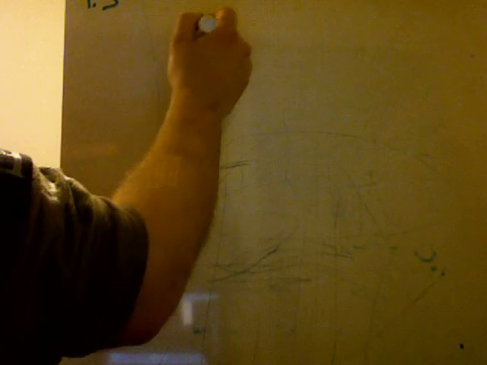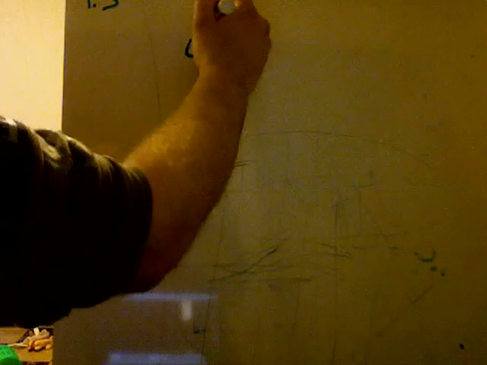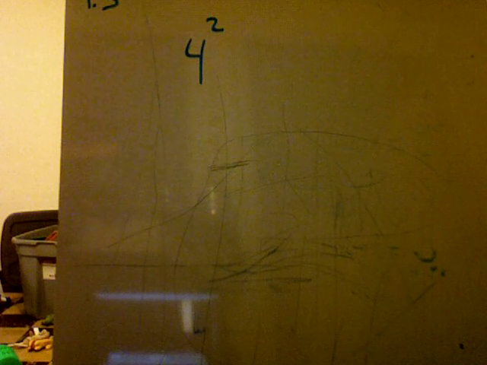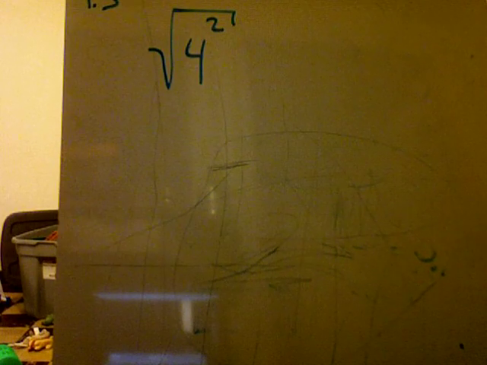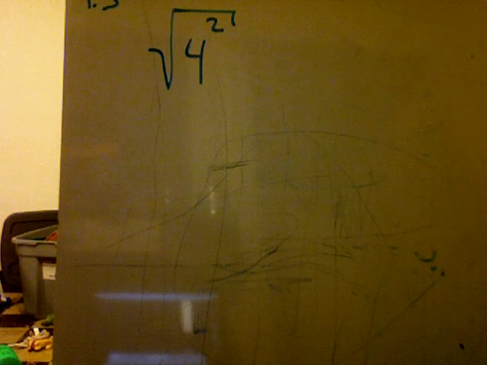Alright, let's take this number here, which is 4. Now let's take 4 and square it. Well, what's 4 squared? It'd be 4 times 4, which is 16. So what's the square root of that? Well, the square root of 16 would be 4.